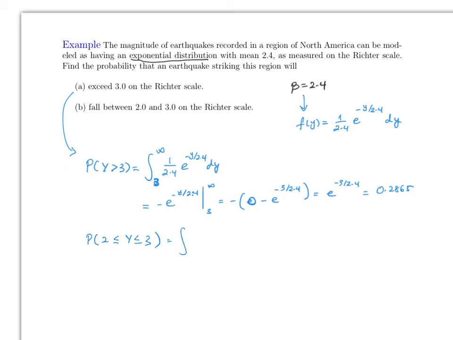Part B is asking the following: what's the probability that it will be between 2 and 3? So this is the integral from 2 to 3 of the same density function, which is the same thing as part A. You just have to change the limits of integration, so it will be now from 2 to 3. So it will be e to the minus 2 over 2.4 minus e to the minus 3 over 2.4. And this is around 0.1481.